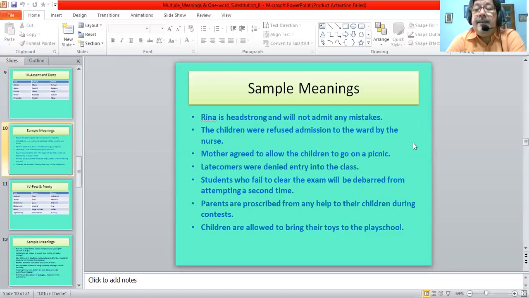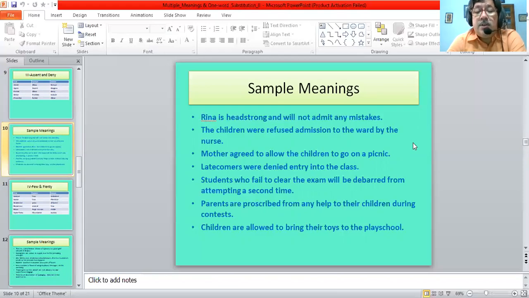That is, they will be disallowed or they will not be allowed to sit for a second time. Parents are proscribed from any help to their children during contests. So they are not permitted to give any help to their children during contests because that is favoritism or that is a wrong, unethical practice.